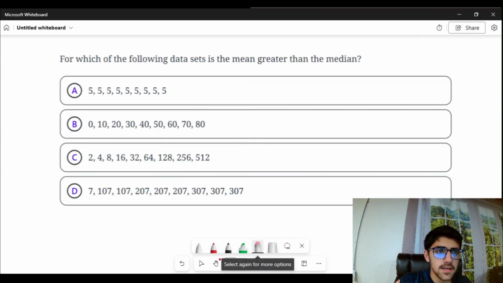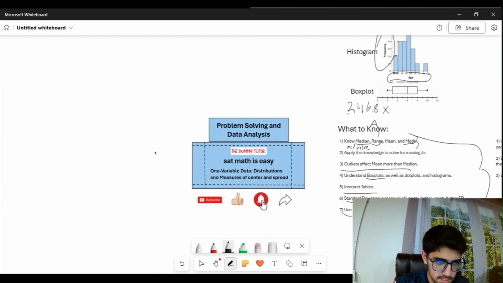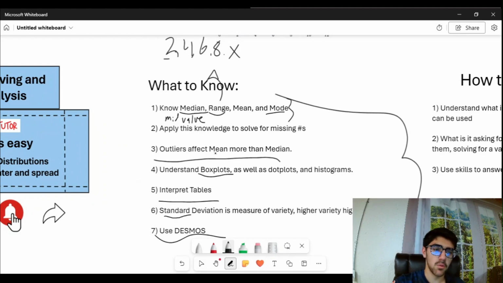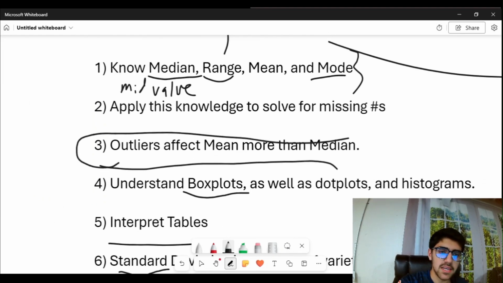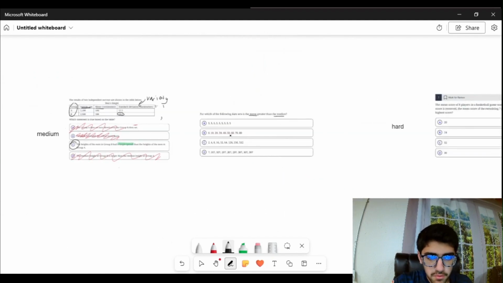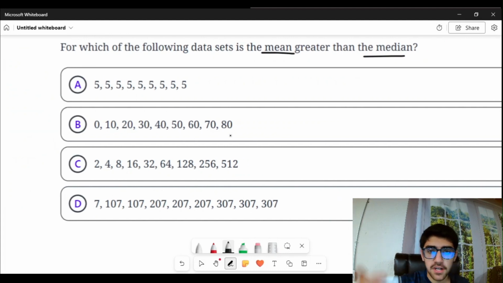For this question, it asks which of the following data sets is the mean greater than the median? You can remember what we said in the beginning. Before even looking at the answer options, remember that outliers affect the mean more than the median. So if we look for one with an outlier that's a lot bigger, we can know that the mean is most likely going to be greater than the median without actually calculating.